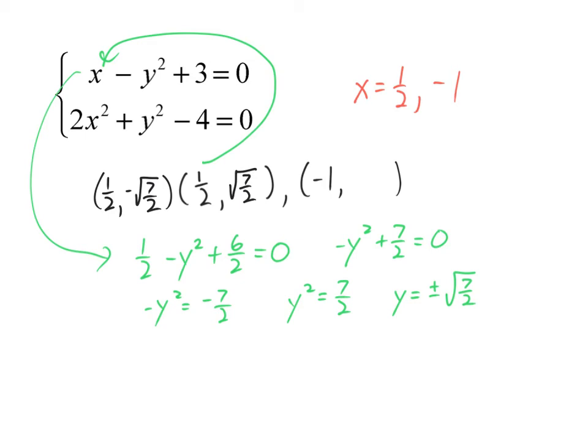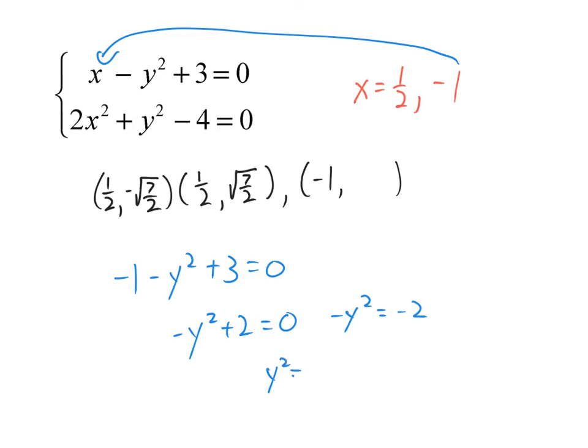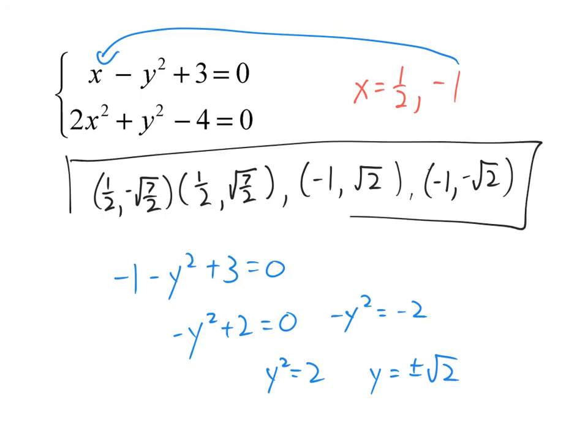Now let's plug in negative 1. So now I'm going to plug negative 1 into this equation. So I get negative 1 minus y squared plus 3 equals 0. That's going to be negative y squared plus 2 equals 0. Negative y squared equals negative 2. Divide by negative: y squared equals 2. So y equals plus or minus the square root of 2. Once again, I get two answers. One of them is the square root of 2. And then I have another one, if I have negative 1, is going to be the negative square root of 2. And these are actually my 4 answers.